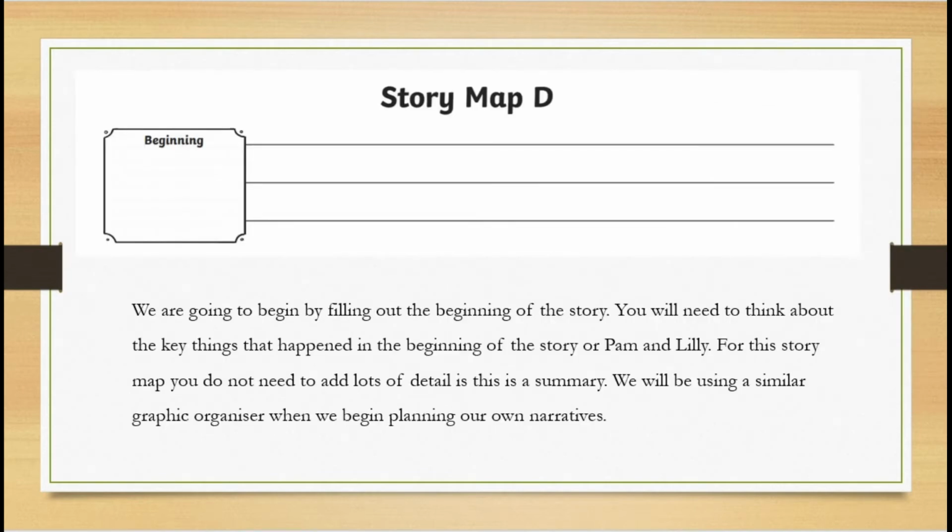We're going to start with the beginning. You'll need to think about the key things that happened at the beginning of the story of Pam and Lily. For this story map, you don't need a lot of detail. The one that we'll be doing in the next lesson will be broken up into a few more sections, and that will be the one that we use to plan your own stories. The next slide gives an example of what to put in here. If you would like to have a go by yourself, please pause the video now and press play when you're ready, and you can see what I've written as an example for this section of our story map.